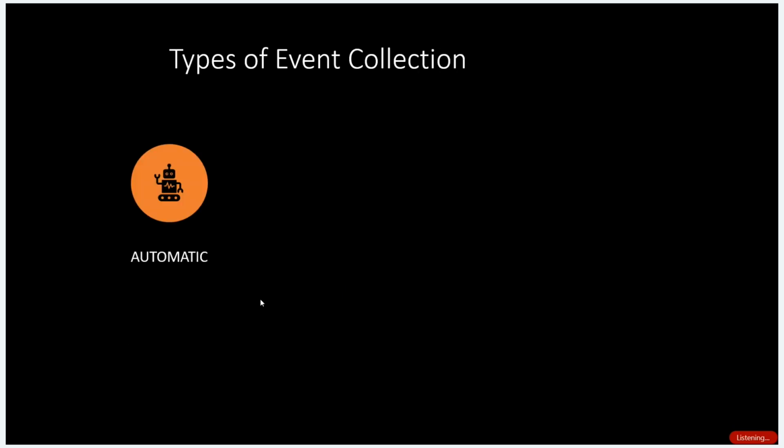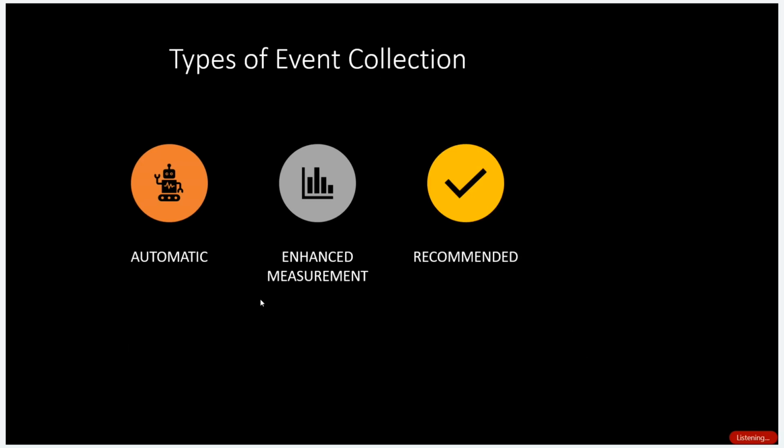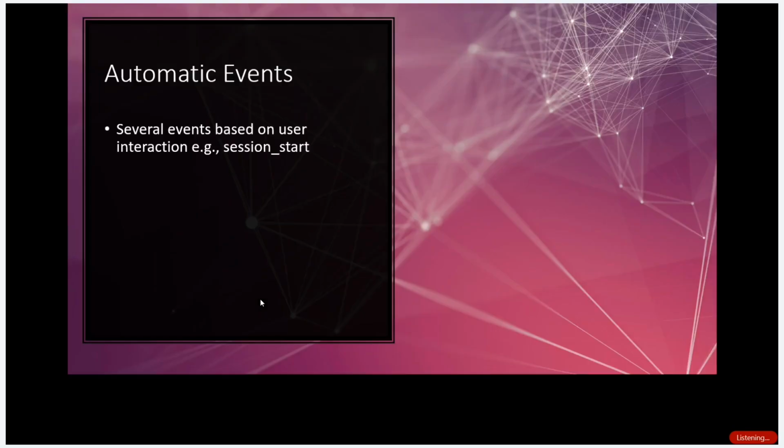Types of events. There are four types of events: automatic, enhanced measurement events, recommended events, and then custom events. So they bucket all these events into different categories. Events is the central thing other than the user. So automatic events are based on users' interaction, such as session.